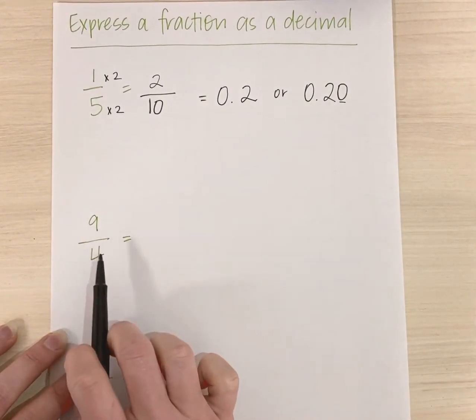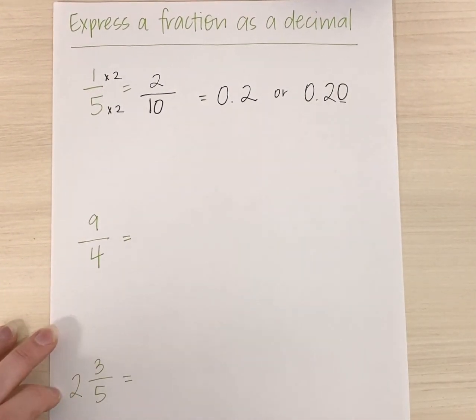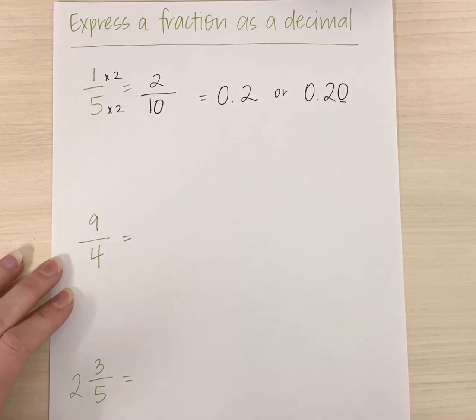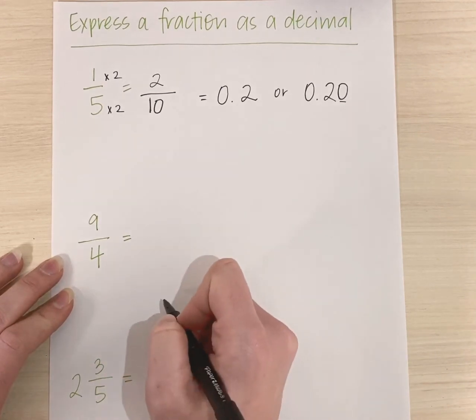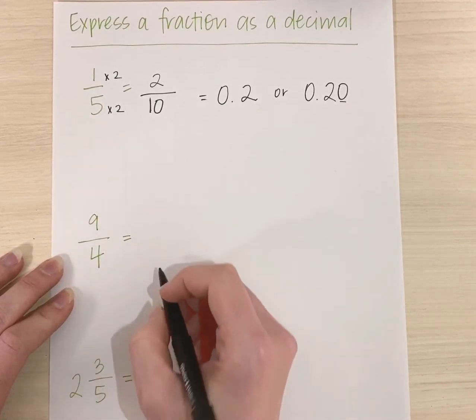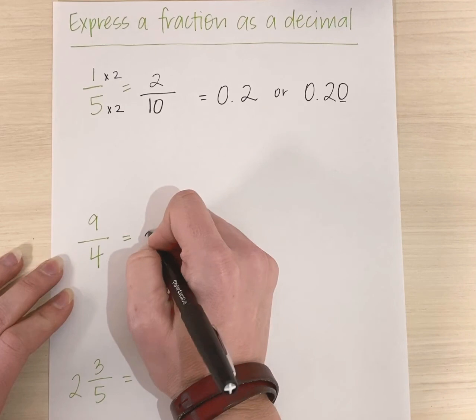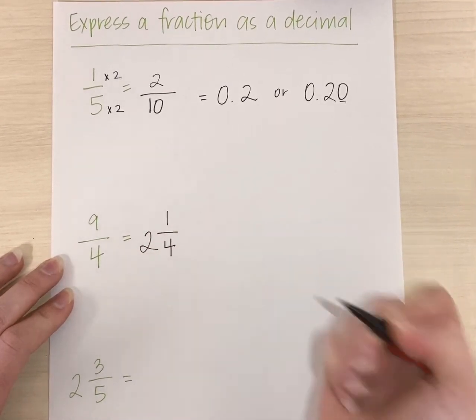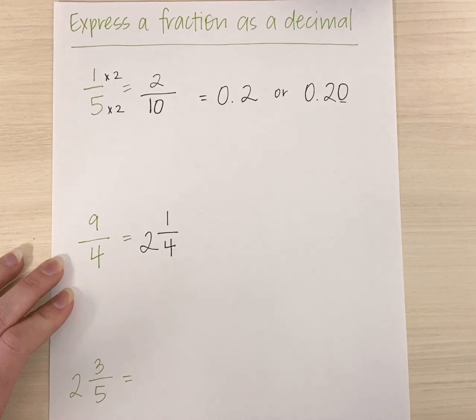Now if I have an improper fraction like 9/4, you have two options. You could go ahead and change it to have a denominator of 10 or 100, or you can go ahead and change it into a mixed number. So I'm going to show you changing it into a mixed number. 9 divided by 4, that goes in 2 times with a remainder of 1. So 2 1/4 is my mixed number.